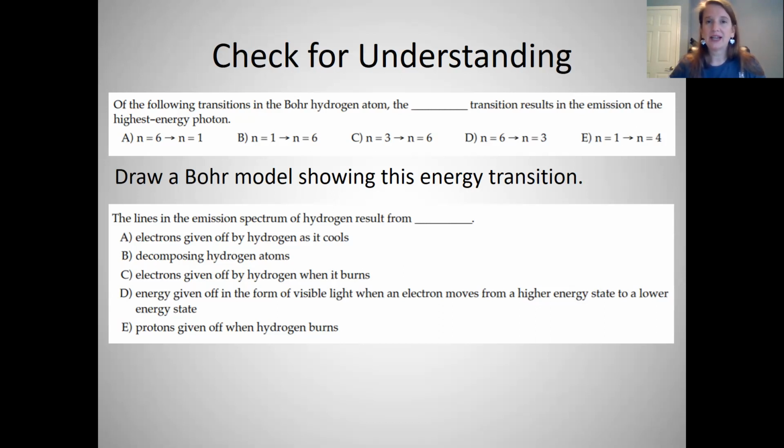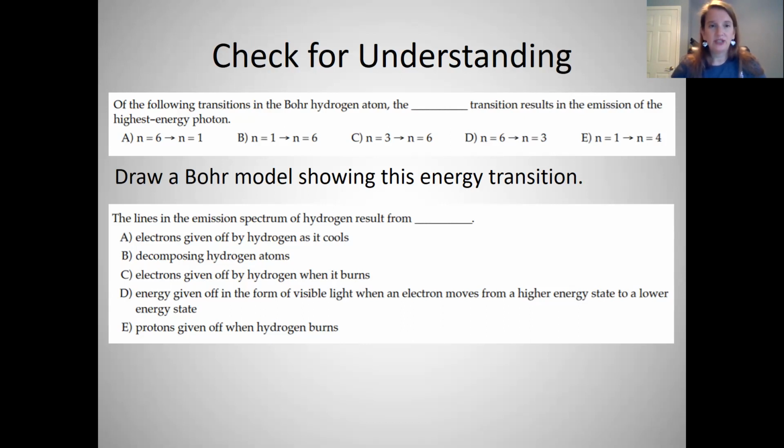So we're looking for the one that has the biggest transition. And letter A is going to have the biggest transition because it's going from energy level 6. The electron is all the way up here. It's going all the way down to energy level 1. Okay, so that's going to give off the highest energy photon, particle of light.